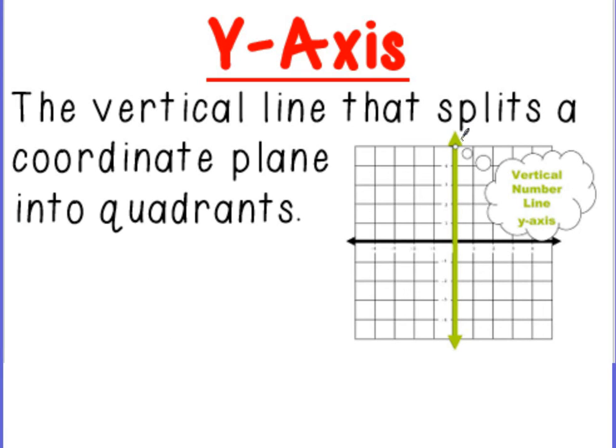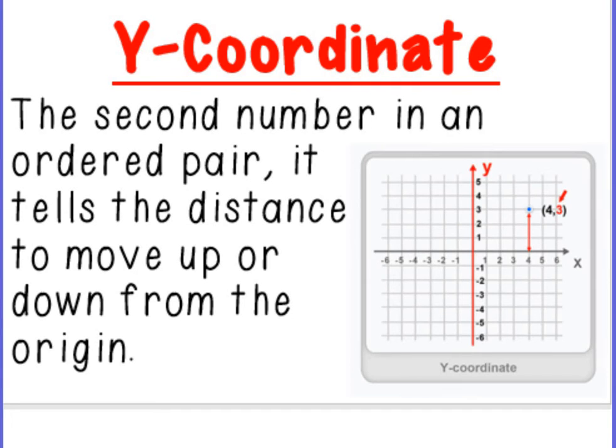Then the y-axis is the vertical line that splits the coordinate grid into quadrants. And then your y-coordinate is the second number in an ordered pair, and it tells the distance to move up or down from the origin. So it's your up and down number.